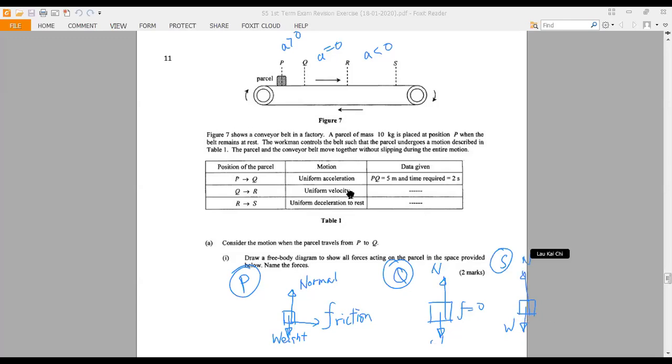Vertically, the weight and the normal force wouldn't change, but now from point R to point S, it is decelerating. So that's why the friction would become in the opposite direction. Okay.